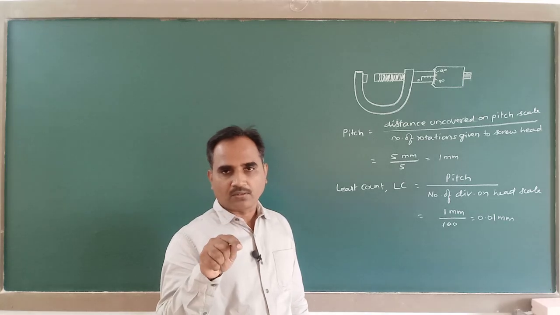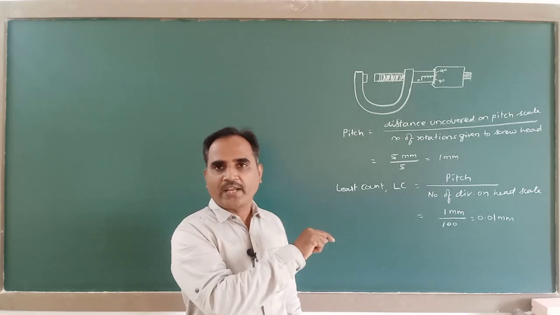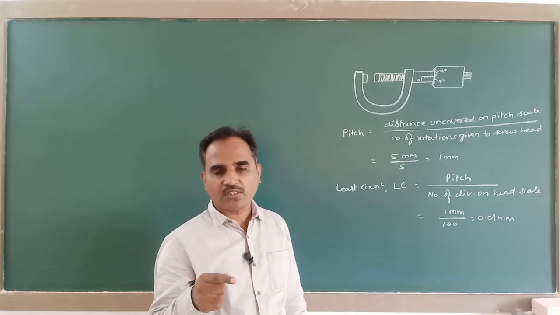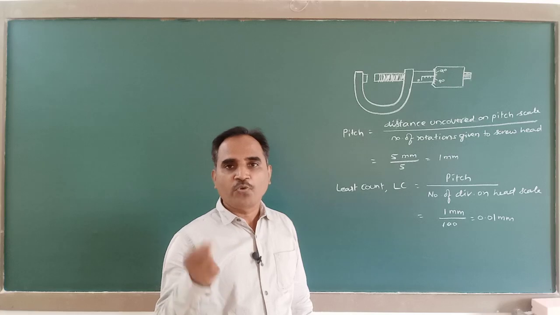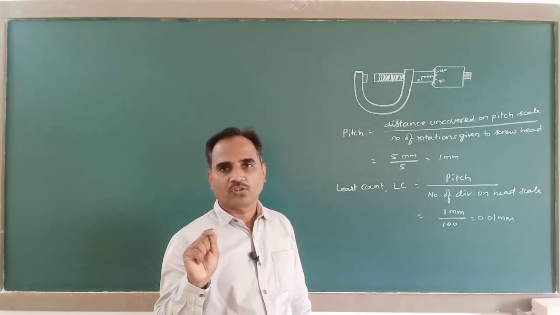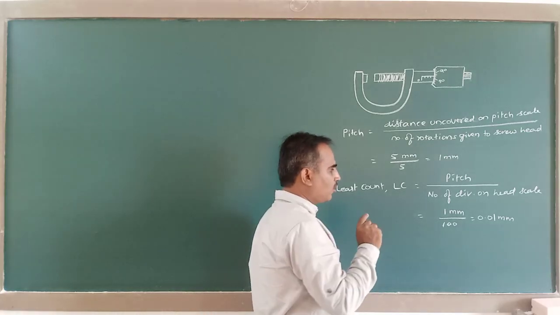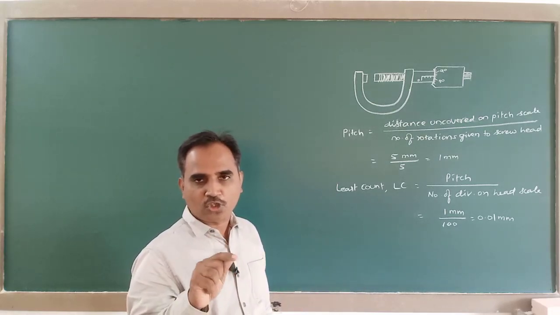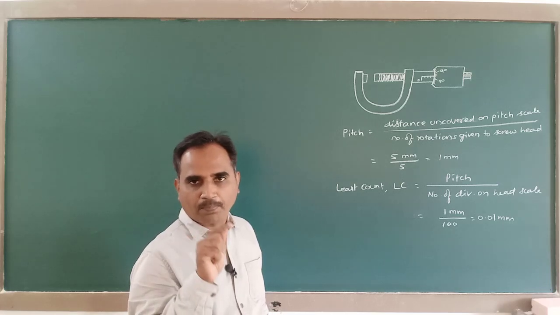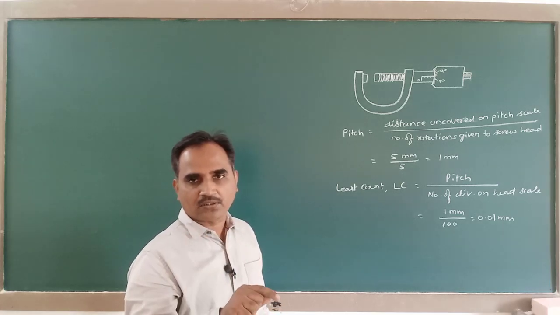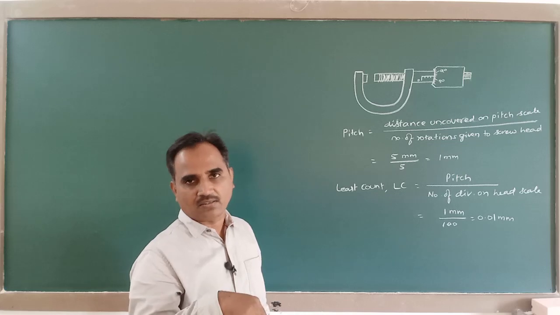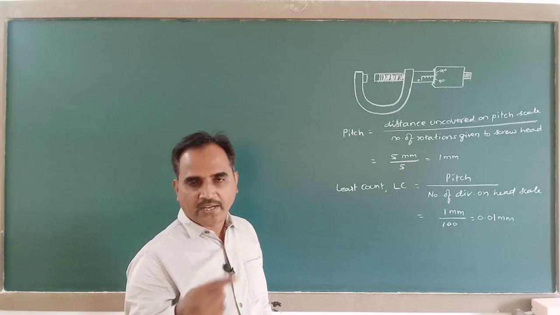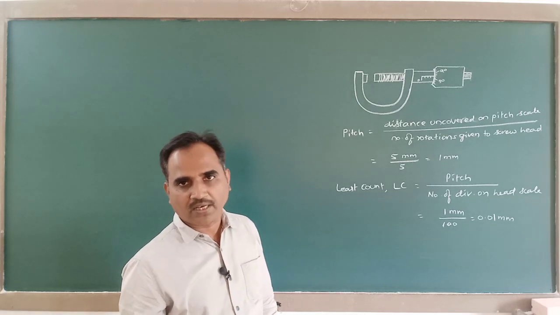The precision of this screw gauge is 10 times more than that of a vernier calipers. Precision means the limit up to which it can measure. So it can measure up to 0.01 millimeter, whereas a vernier calipers can measure up to 0.01 centimeter. Therefore the precision of a vernier calipers is 10 times less than that of a screw gauge, or the precision of a screw gauge is 10 times more than that of a vernier calipers.